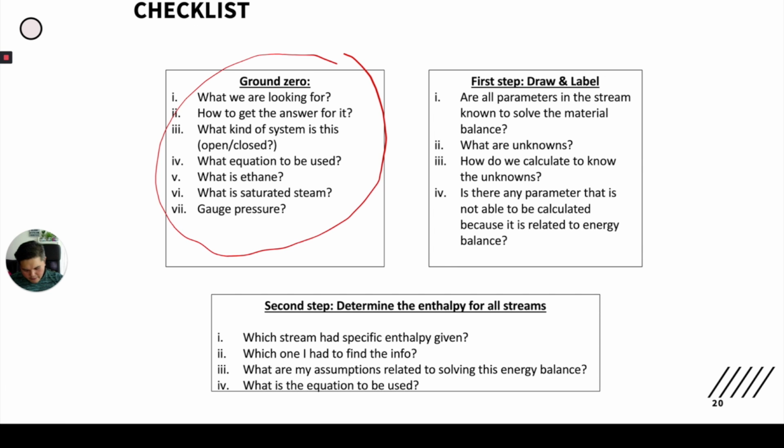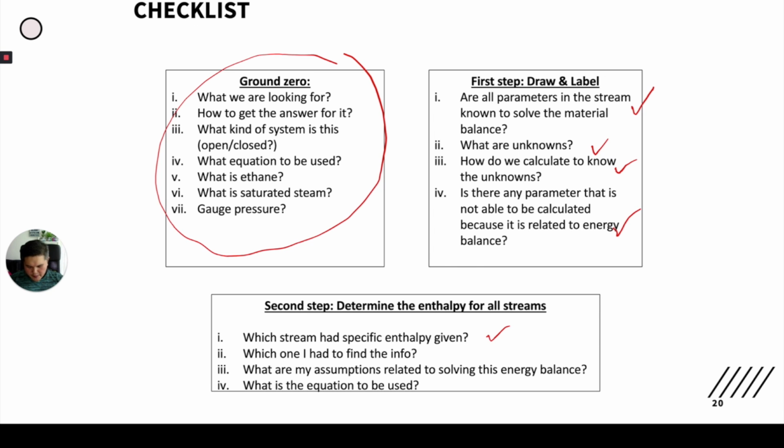And then what we have to do, we need to draw, okay, all parameters in the stream known to solve the material balance. Do we know everything or did we not know some of it? So what are the unknowns? How do we calculate to know the unknowns? And is there any parameter that is not able to be calculated because it is related to energy balance? Because we want to solve the material balance first. But if, let's say, there's something that we didn't know, then we have to calculate the energy balance and material balance together.